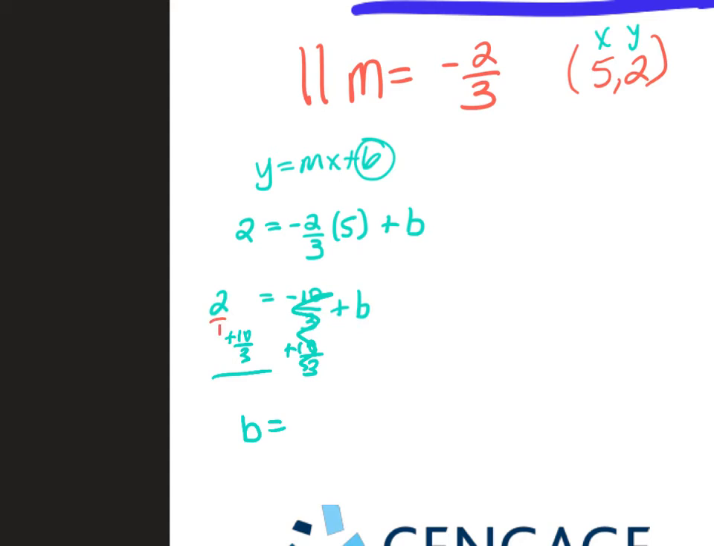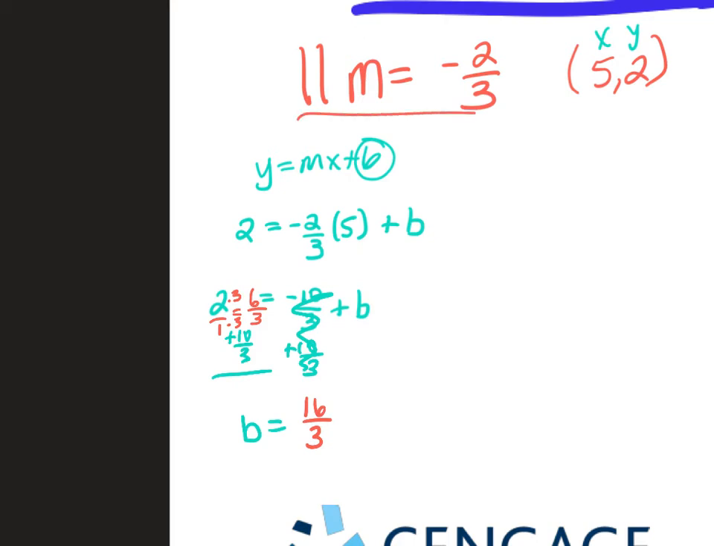This is 2 over 1, right? So a common denominator would be 3. Bottom, I say 1 times 3 is 3. So what you do to the bottom, you do to the top. 3 times 2 is 6. So now I can add, and I have 6 plus 10 is 16 thirds. That's my b.